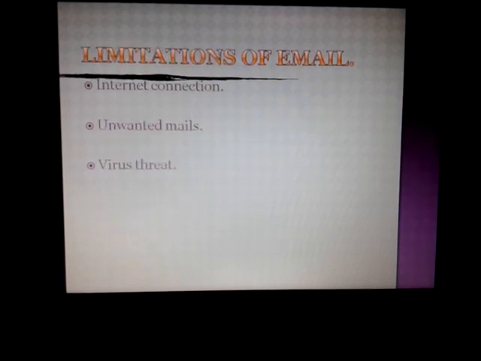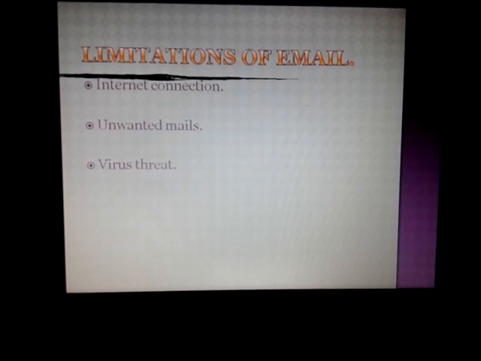But there are some limitations of email. What are the limitations of email? Let's discuss. Internet connection. To make use of the email service, you should have a computer, an internet connection, an email address, and the necessary supporting hardware devices. And also, you should have a basic knowledge of computer and email before using this service.